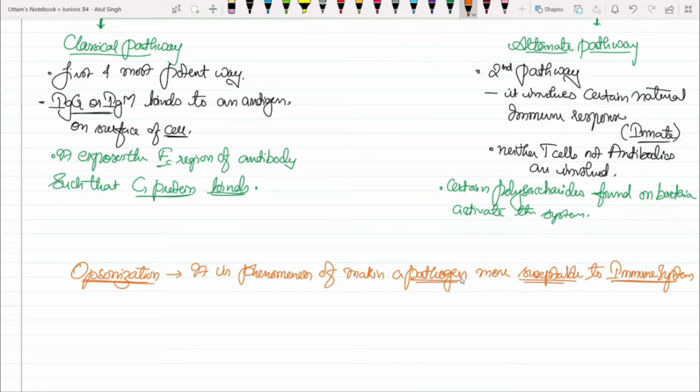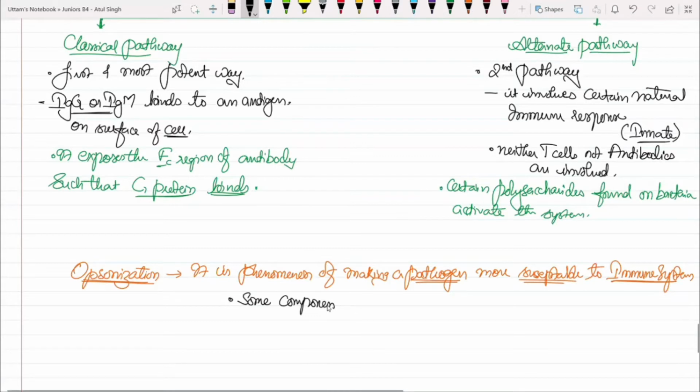For example, let us say there is a pathogen on which our immune system is not showing a very active response. In that case, certain proteins coat it. Some components are, the phenomenon of making.